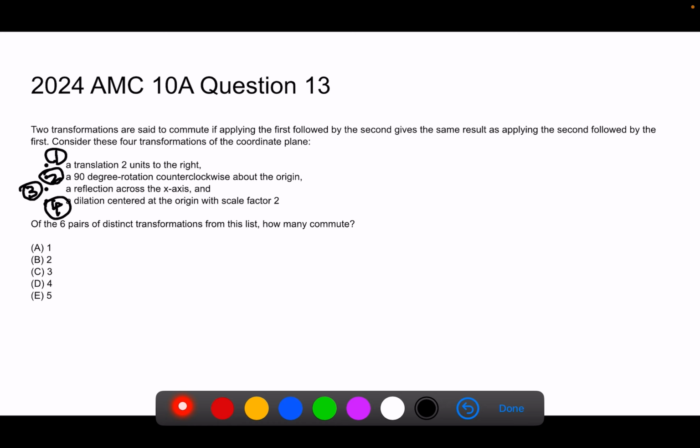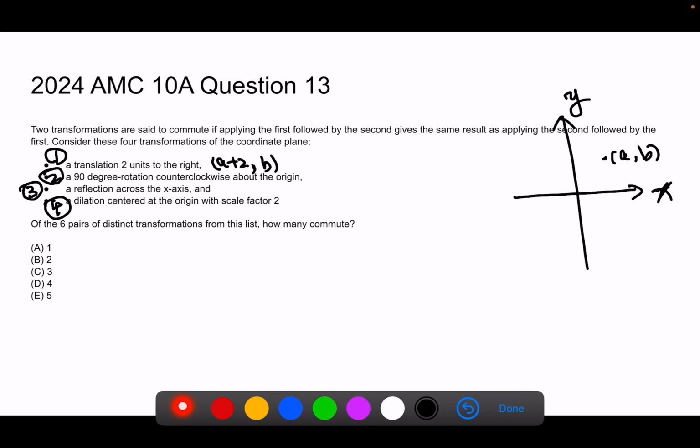So for that, I'm going to draw a coordinate system, X and Y. Let's see, you have a point which is A, B here. What does the first one do? Well, the first one is a translation 2 units to the right. So relatively straightforward. You will add 2 to your x coordinate, which means if you start from A, B, you're going to get A plus 2, B.